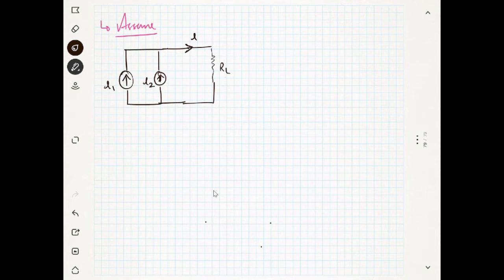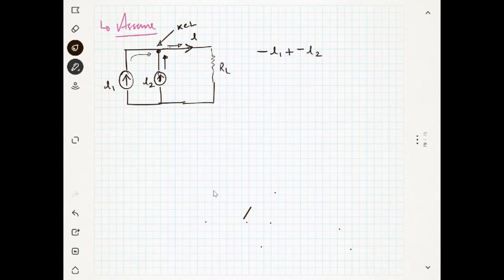Plus I2. Yes, very good. And how will we get it? We will apply the KCL at this point. You can see here this current is coming into the node. This current I2 is also coming into the node, and this I is going away from the node. So I will assume minus I1 because it is coming into the node, and plus, it is coming into the node, I will assume minus I2.